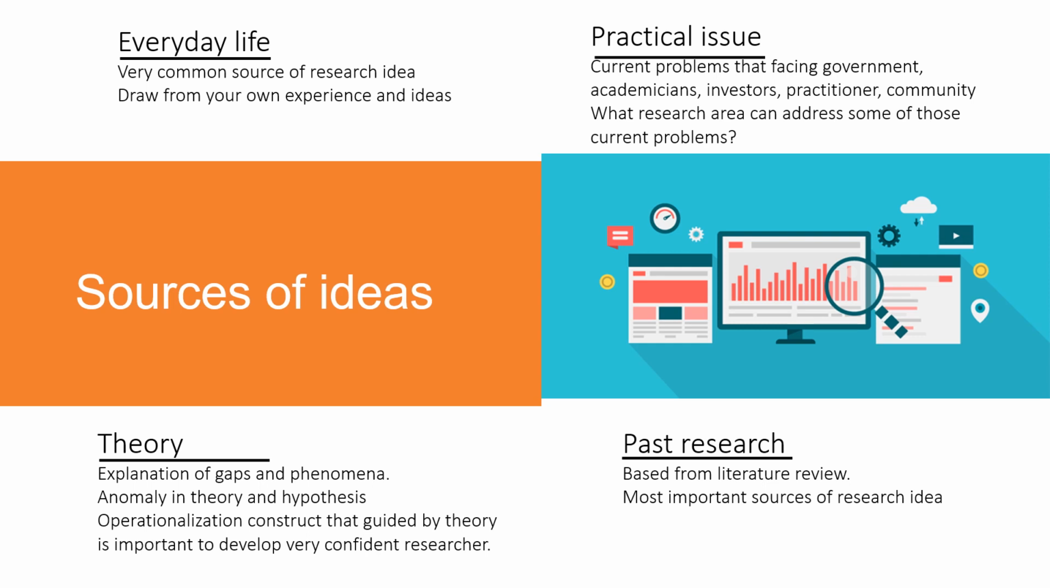Or maybe from your reading of theory, you want to test whether the theory applies or holds true in your context, in Malaysian context, for example. Or maybe you can get some ideas of research topic from past research. When you read literature review, they suggest that there is lack of study on corruption, for example, in Malaysia. So the past literature suggests that more study should be done on this area. So from there, you get the idea on choosing the topic for your thesis.